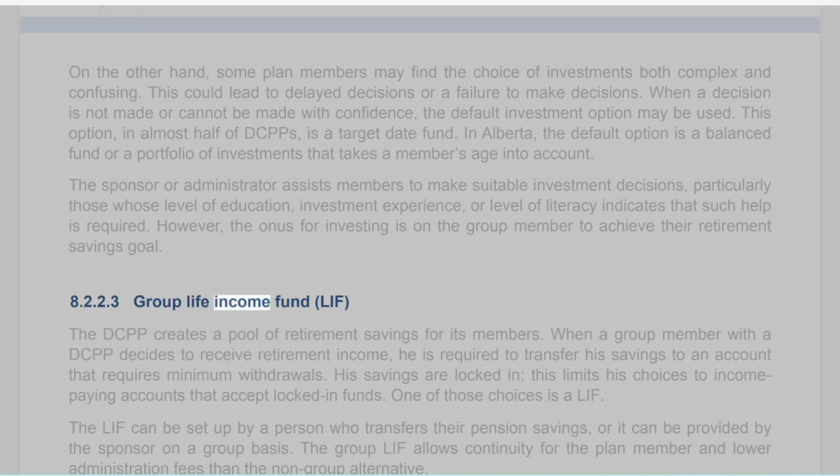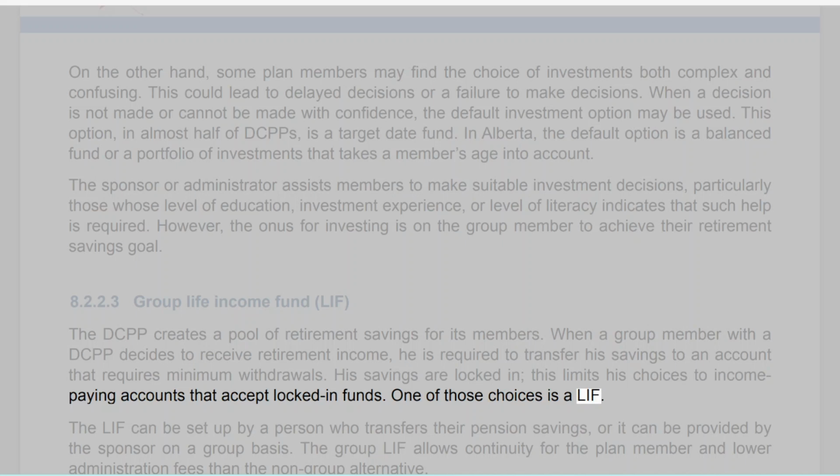8.2.2.3 Group Life Income Fund, LIF. The DCPP creates a pool of retirement savings for its members. When a group member with a DCPP decides to receive retirement income, he is required to transfer his savings to an account that requires minimum withdrawals. His savings are locked in. This limits his choices to income-paying accounts that accept locked-in funds. One of those choices is a LIF.